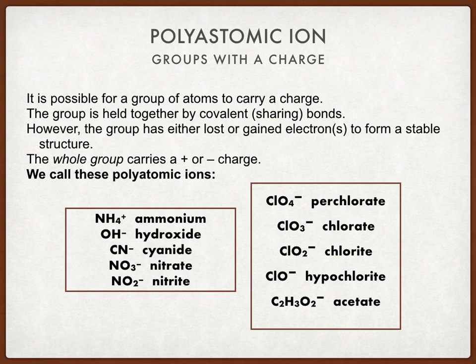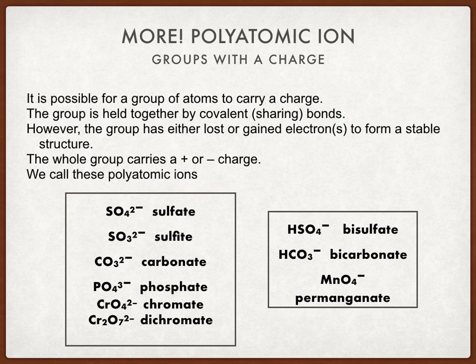And then the ones on the right, these are all chlorine and oxygen. So perchlorate, chlorate, chlorite, hypochlorite. Those all have the same charge, a -1. Underneath, you have acetate. So the nitrates and nitrites are a group, and the chlorates are also a group as well. We also have the sulfate and sulfite, carbonate, phosphate, chromate, dichromate, bisulfate, bicarbonate, and permanganate. Permanganate's the only one with a metal associated with it too. If you'll notice, it has manganese within it.